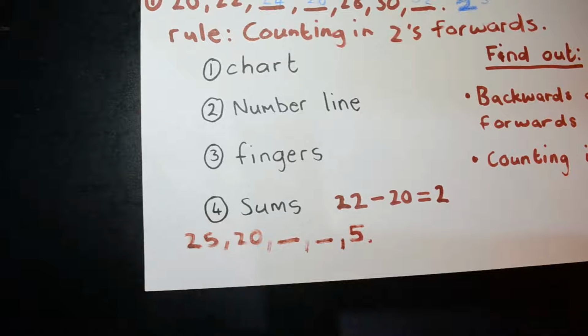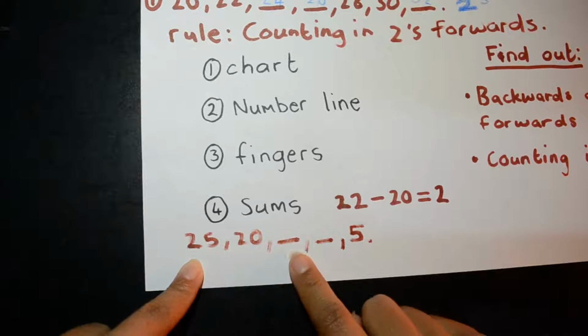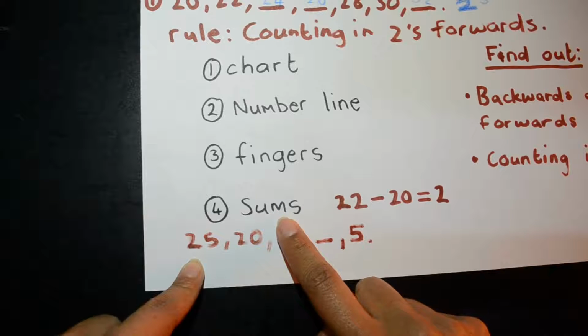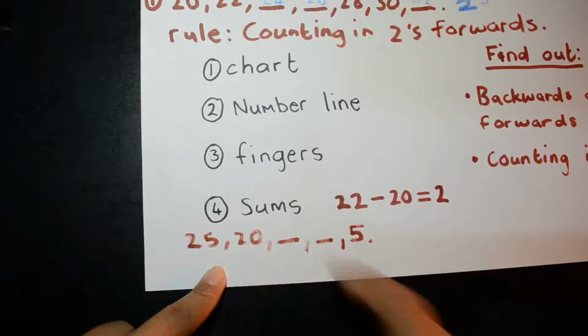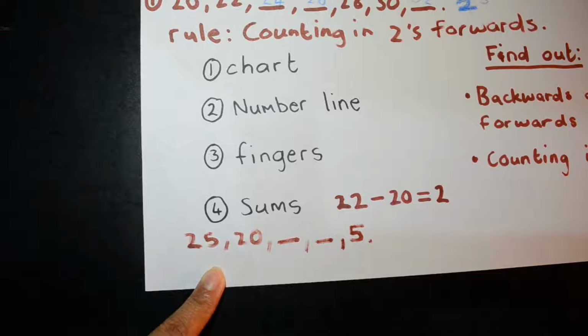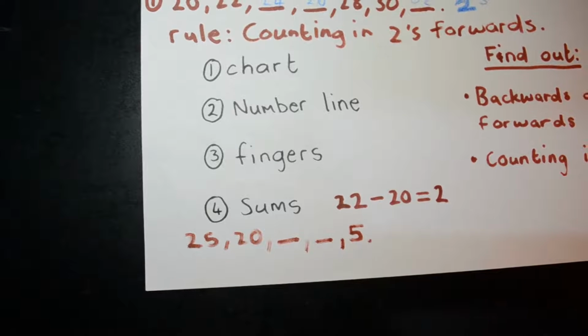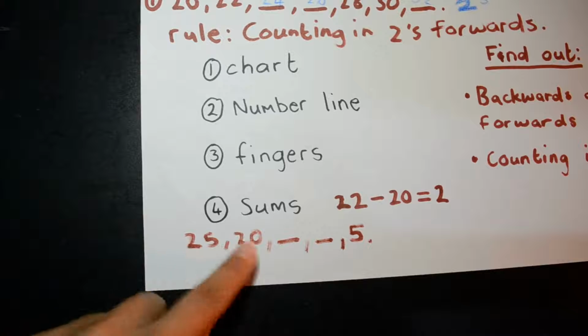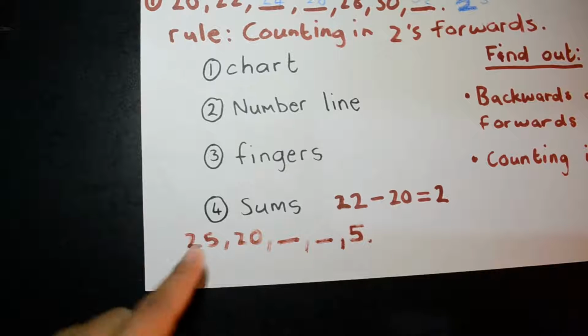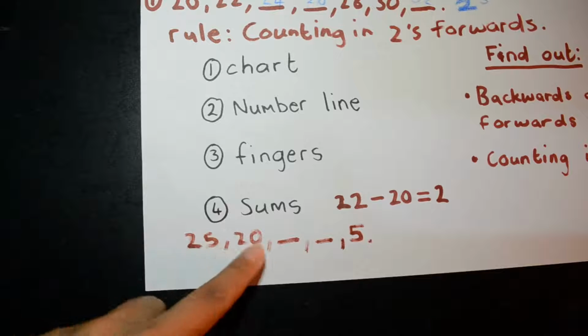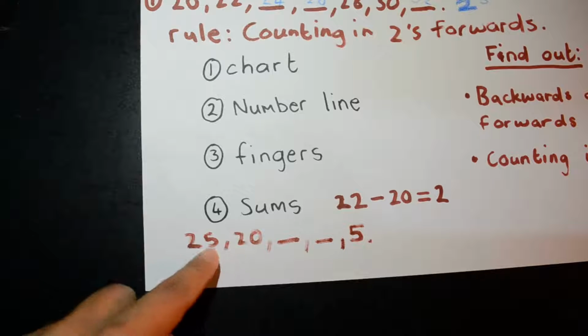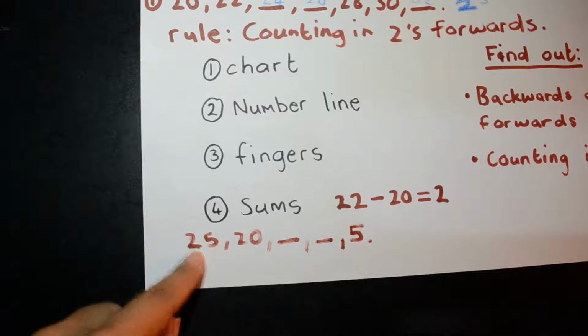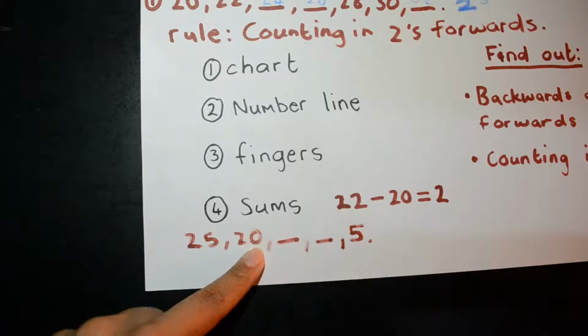Okay. So if I come and I see a number pattern like this, remember I said with the sums, you look for two numbers that are next to each other. And obviously we can see that 25 and 20 are next to each other. And you always choose the biggest number first between the two. So here it is 25, because if I have 25 apples, it's more than when I have 20 apples.